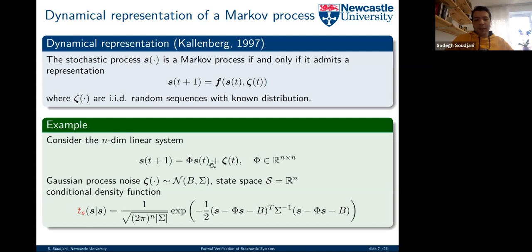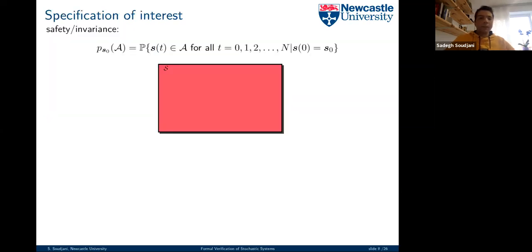So it becomes this term, the constant term, and the mean of the noise here. Just to show you how this density function can be constructed from the dynamical system. Okay, so now let's look at a simple specification like safety.